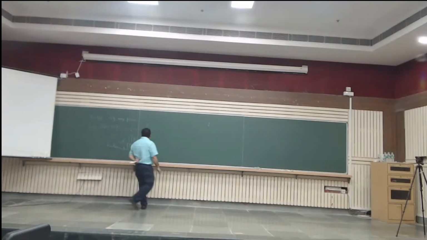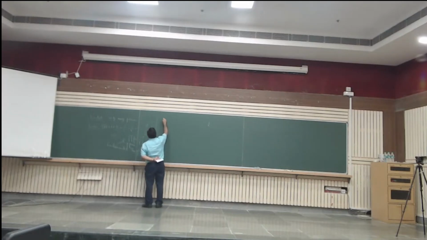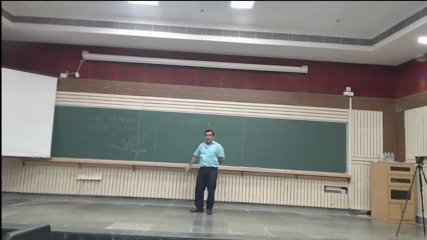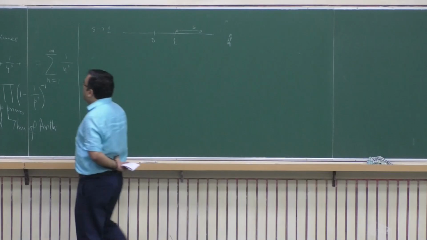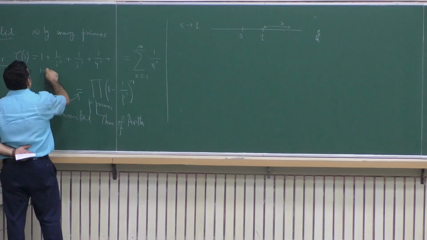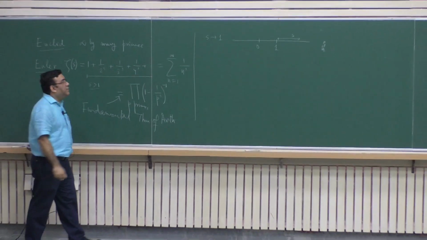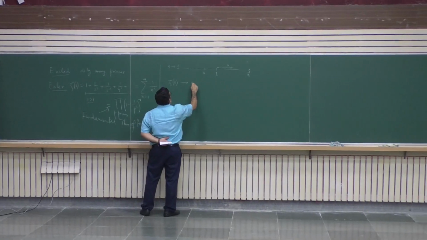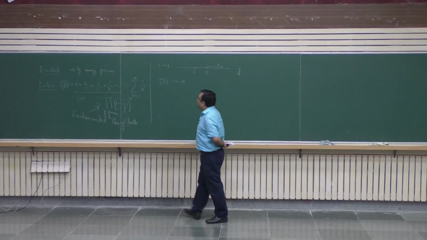And what was Euler's idea? Euler knew that if you take s going to 1, where s is a real number, then for s larger than 1 it is absolutely convergent. But now I'm taking s going towards 1. As s goes to 1, one can show very easily that this series diverges. So as s goes to 1, zeta of s goes to infinity.